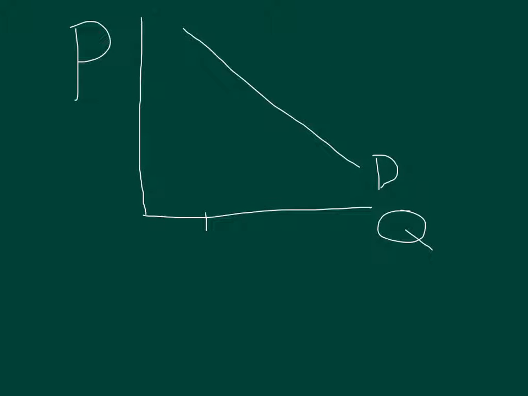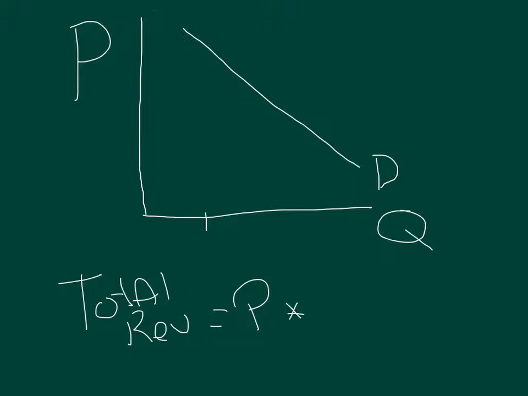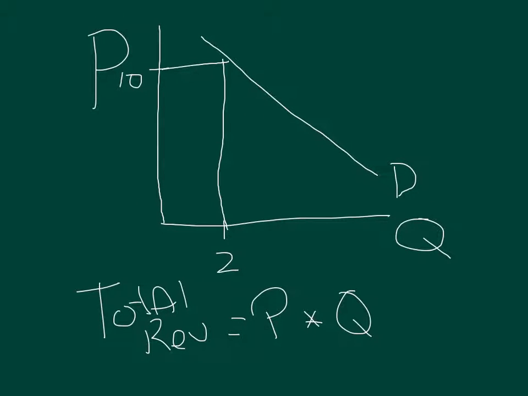The next thing we're going to do is talk about revenue. Revenue, or in this case total revenue, is going to equal price times quantity. And we'll do an easy example here. Let's suppose the price is high. We will say 10. And at 10, we only sell 2 items. So this area, 2 times 10 equals 20. So we have 20 here. This is the total revenue here.